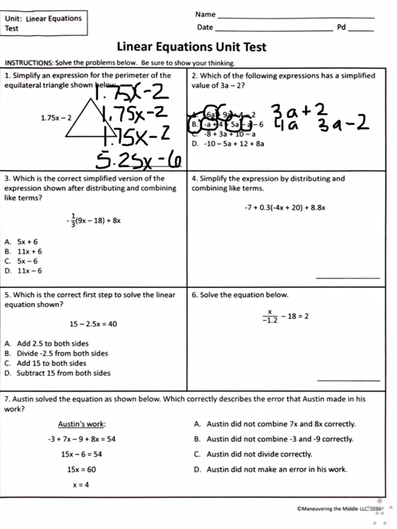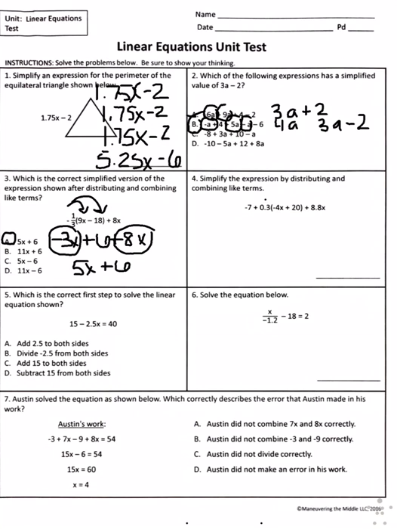Number 3, which is the correct simplified version of the expression shown after distributing and combining like terms? So we distribute to both parts of the parentheses. Negative 1/3 times 9x is negative 3x. Negative 1/3 times negative 18 is a positive 6. And then bring down the plus 8x. I combine like terms, negative 3 plus 8, and I get 5x plus 6. 5x plus 6 is letter A.